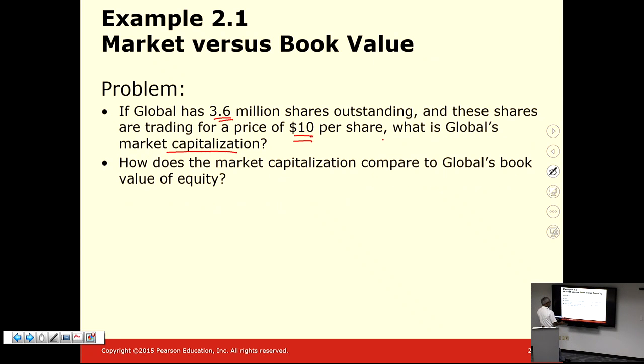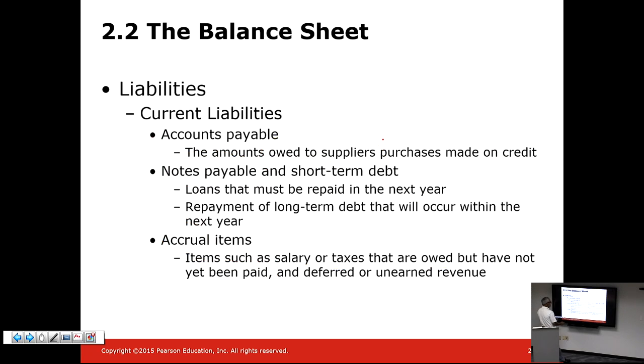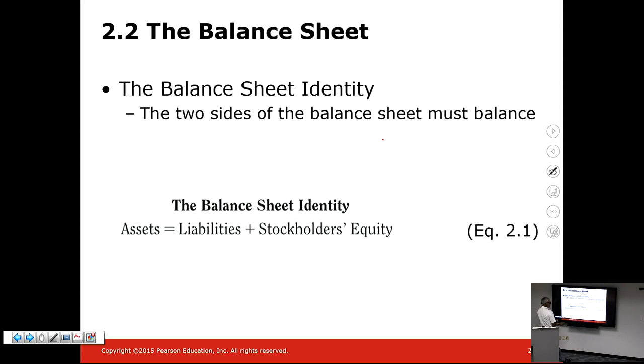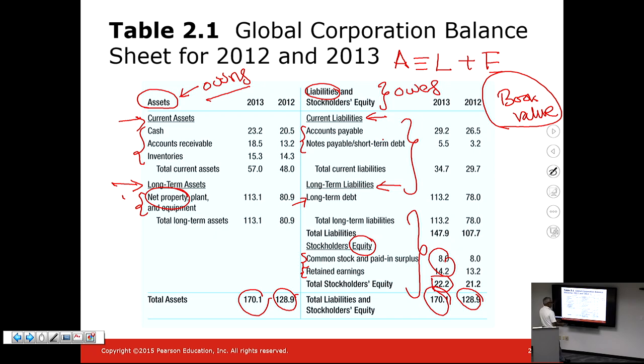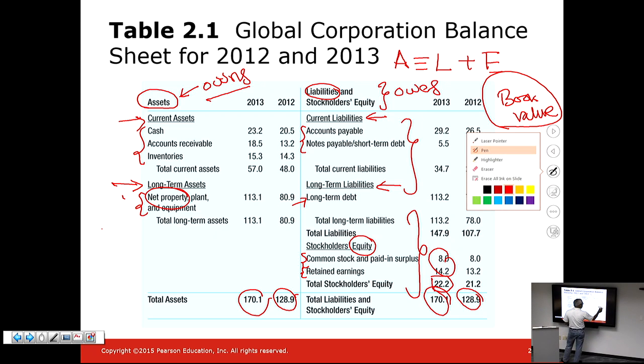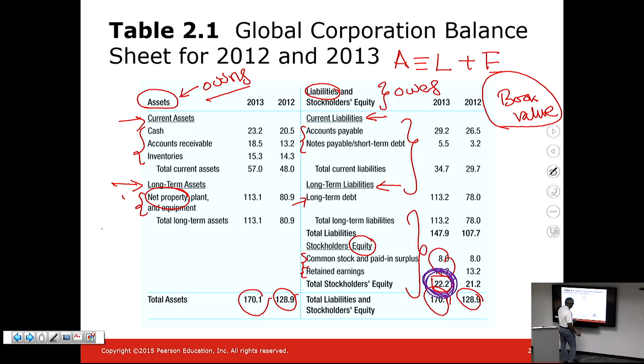To calculate the book value of equity, I have to go back to the balance sheet and see the book value of equity. I can see over here that it is captured over here. 22.2 is the book value of equity.